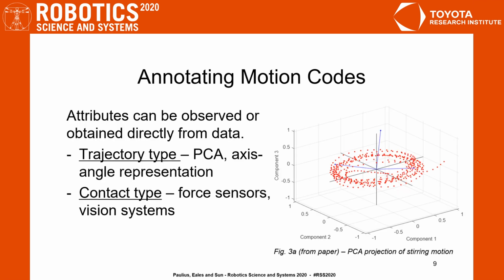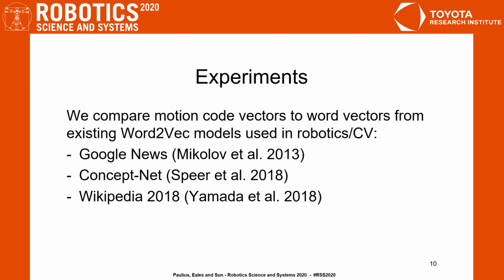Motion codes describe what happens in a demonstrated action. We can either create them by intuition, or we can obtain them directly from recorded data. We describe how techniques such as principal component analysis can be used to extract properties that correspond to the motion taxonomy. To highlight the efficacy of motion codes, we compare them to vectors from existing word2vec models that are frequently used in robotics and computer vision, which include Google News, ConceptNet, and Wikipedia.